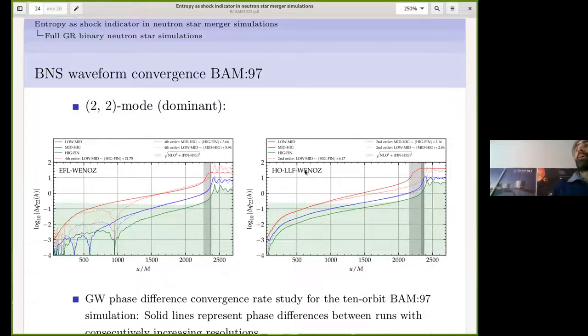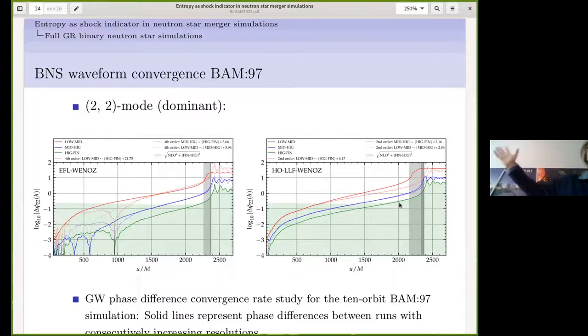So here on the right hand side is one of the simulations. How does one read these graphs? Here is just the phase difference in the waveforms between different resolutions. The red one is 64 with 96, the blue one 96 with 128 points, and the green 128 with 160 points per direction. And we see here that this difference is decreasing. This is what we want.